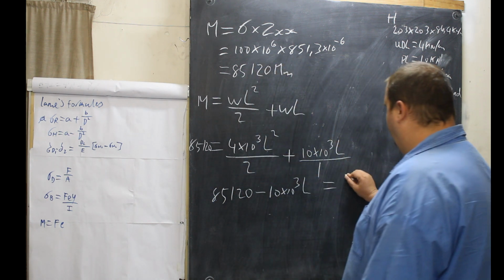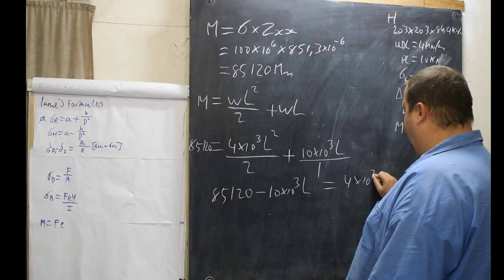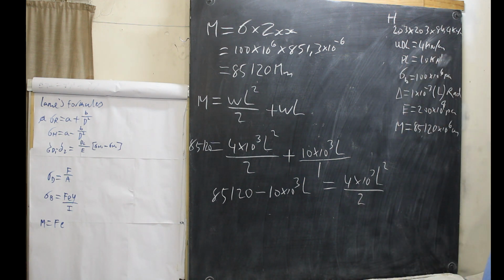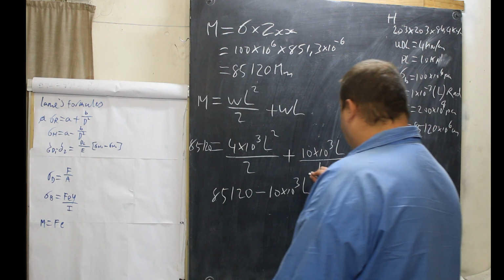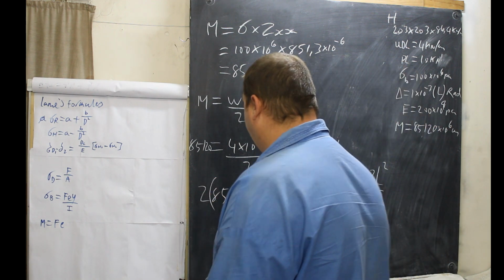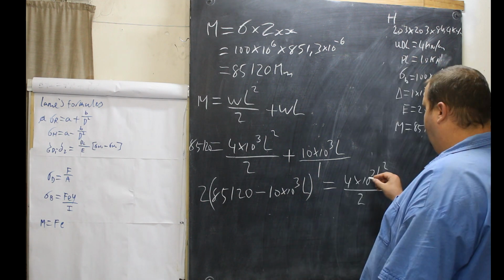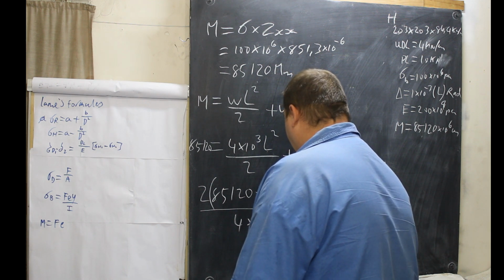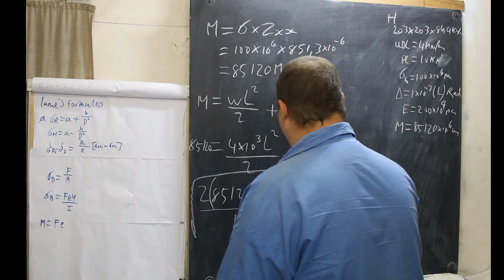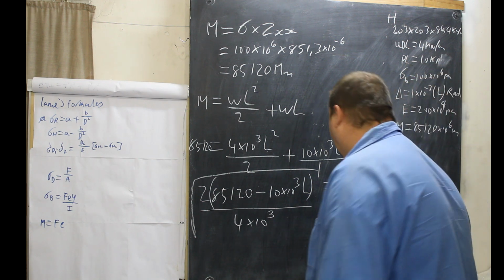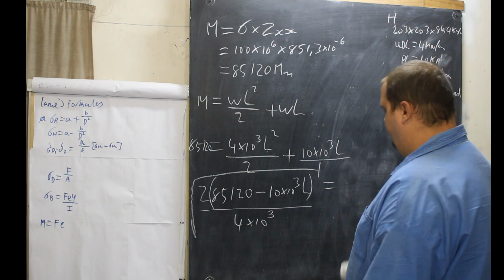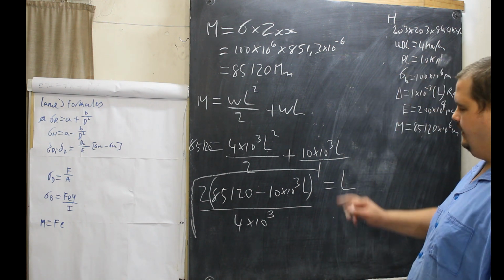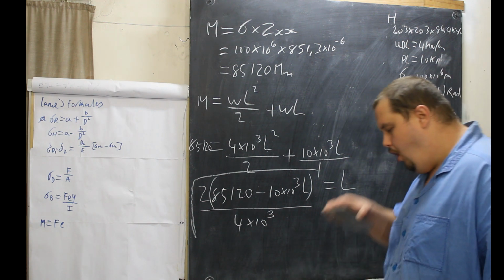equals 4 times 10 to the 3 L squared over 2. Right, so now we would take this whole thing and multiply it by 2. Then we take this and divide it by 4 times 10 to the 3 and square root that. Then we're left with L on the one side. So then we work all this out and then we get L. So let's work it out quickly.